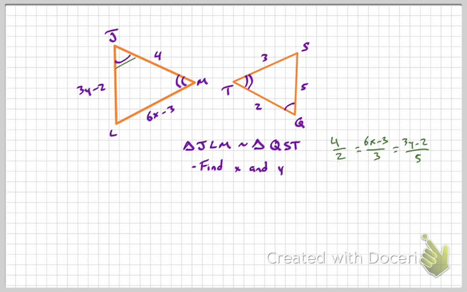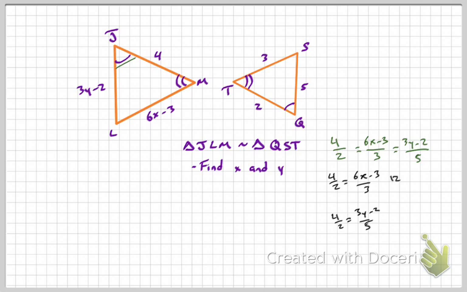Now, some teachers will tell you to reduce that before you solve. It's honestly not that big of a deal because you're going to be multiplying and solving for x and y anyway. So 4 over 2 equals 6x minus 3 over 3. 4 over 2 equals 3y minus 2 over 5. And then now it's just like the previous problem we did. We're just going to cross multiply.